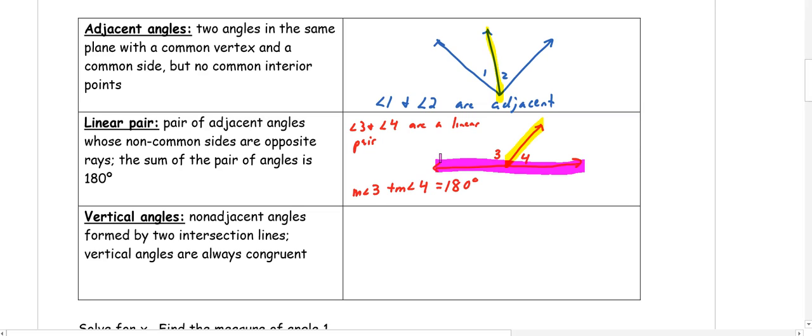The last vocab then are vertical angles. Vertical angles are non-adjacent angles that are formed by intersecting lines. So if I have two intersecting lines, we could say that angle 5 and angle 6 are vertical angles. So angle 5 and angle 6 are vertical angles.